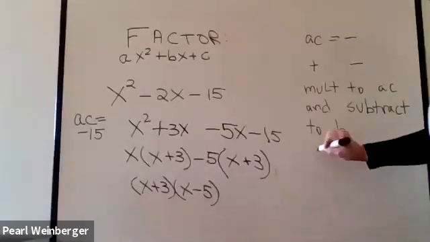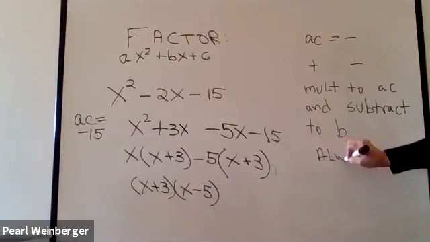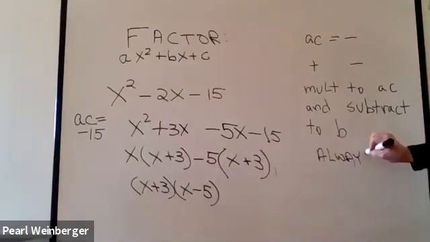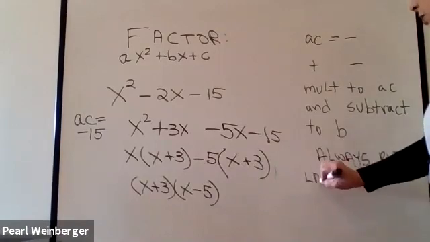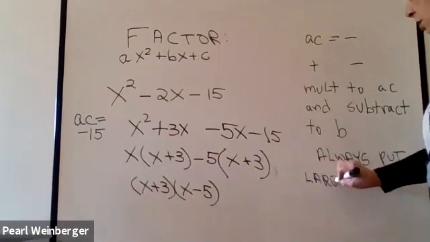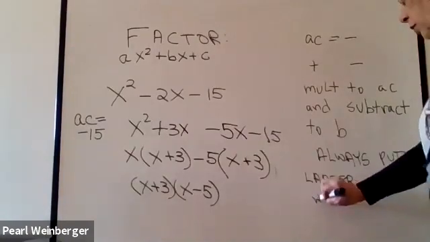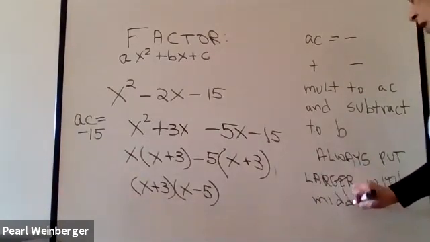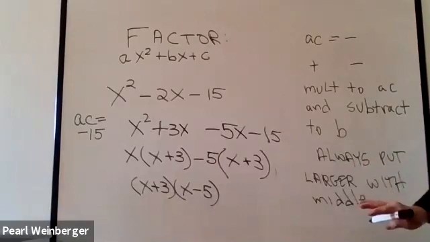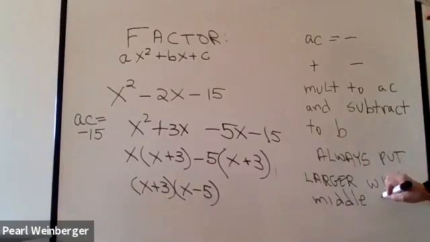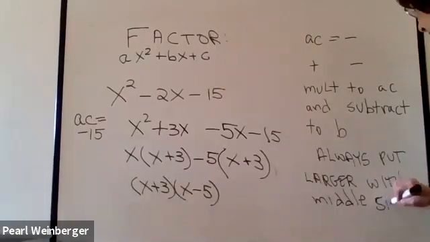And always put the larger number with the middle sign. In other words, if the middle sign is positive, the larger number will be positive. If the middle sign is negative, then your larger number has to be the negative.